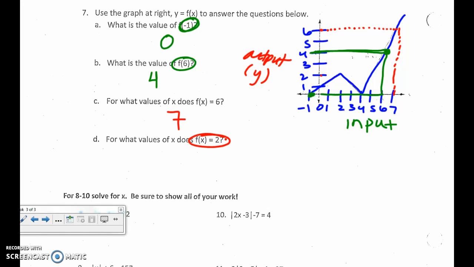Well, I go up to 2 and I go over. Well, notice it hits the graph here at 2, but it also hits the graph at 5. Okay, so 2 and 5 were my answers for D.